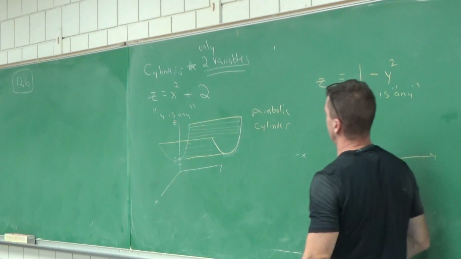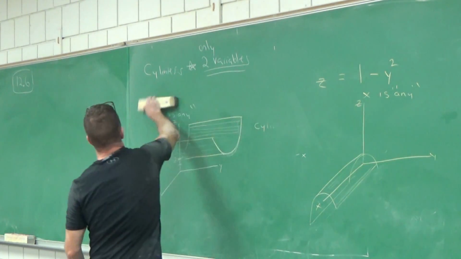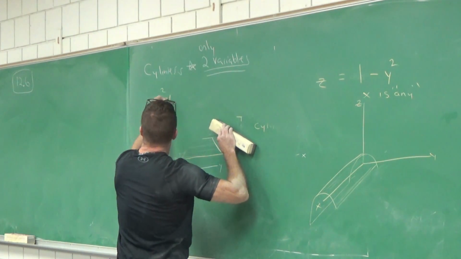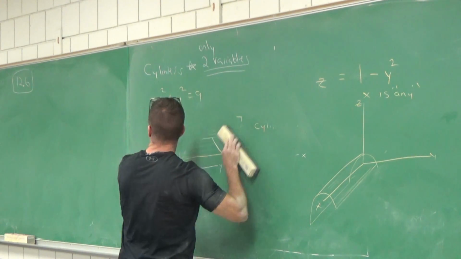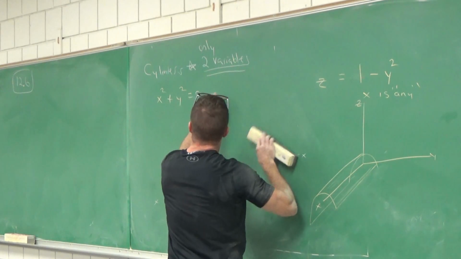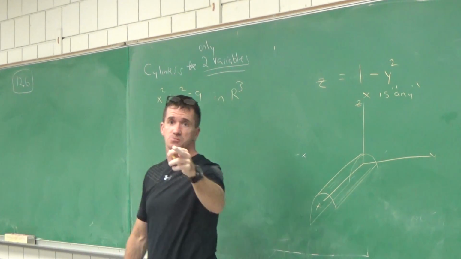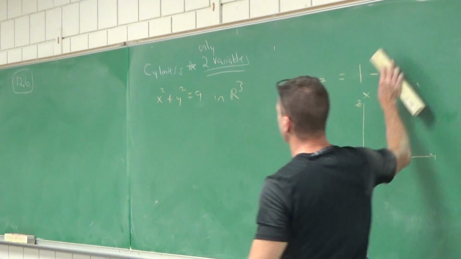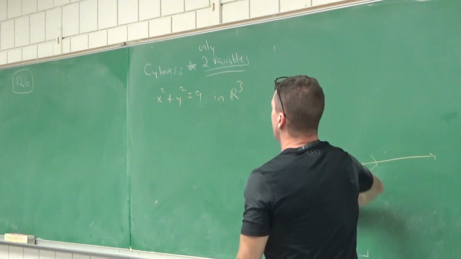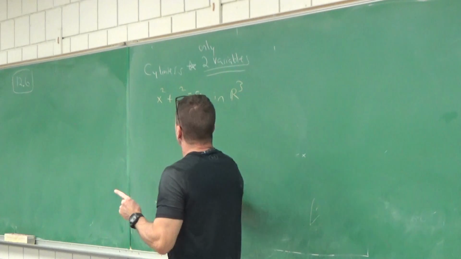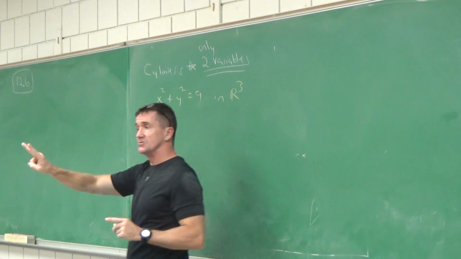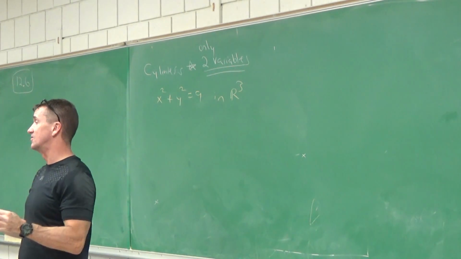Okay, great job with that. Well then what's this? X squared plus y squared equals 9, everyone. This is a circle in 3 space. I want to make sure we're not just talking about 2 space, because in 2 space it's a circle. What's this? Oh, sphere then. And the key is, it's only got 2 variables. So you know it's a cylinder.